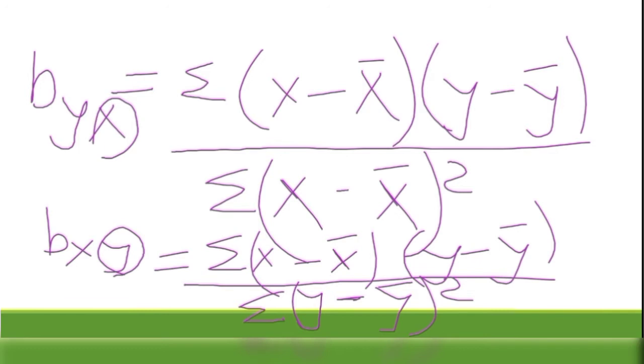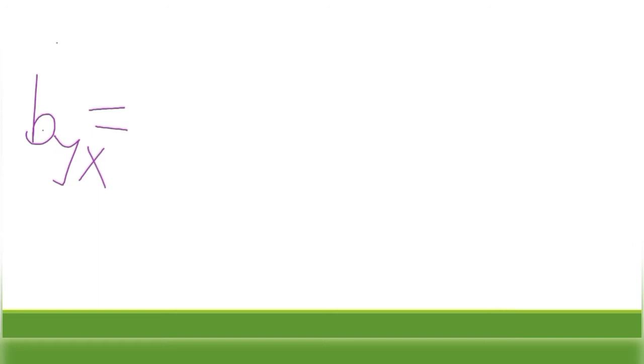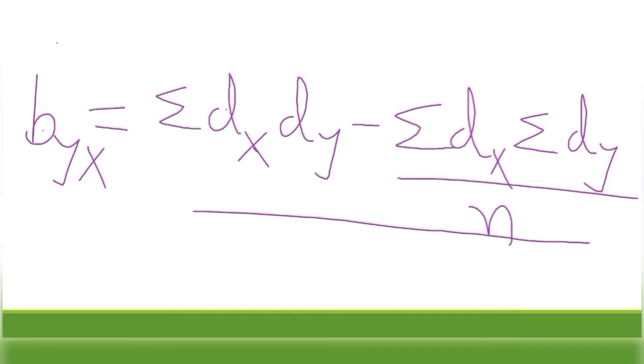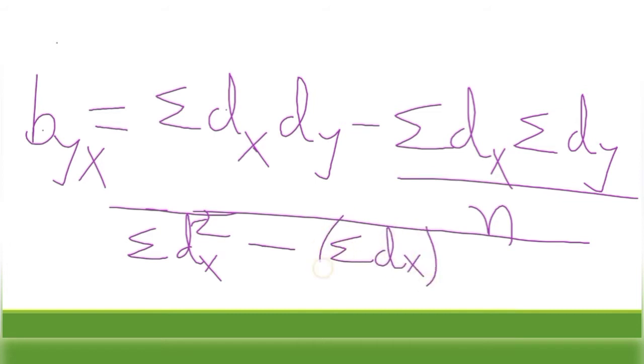Let's see the third way of finding out these regression coefficients. byx is equal to sigma dx dy minus sigma dx into sigma dy upon n, whole divided by sigma dx square minus sigma dx whole square upon n.